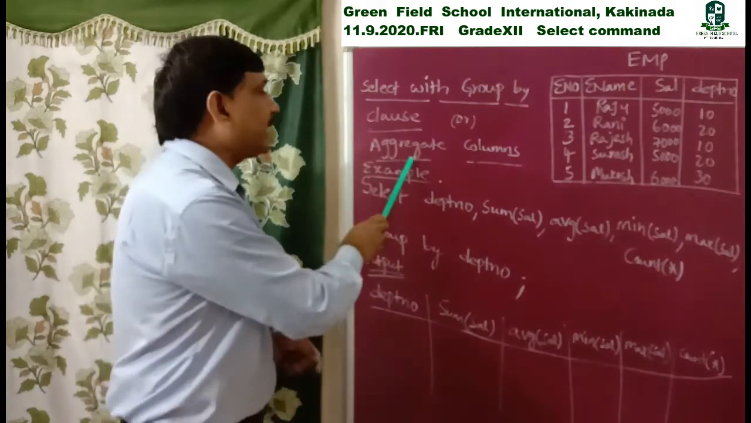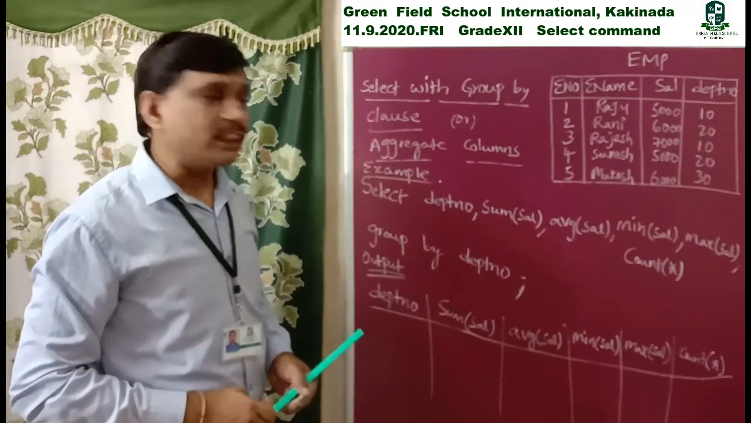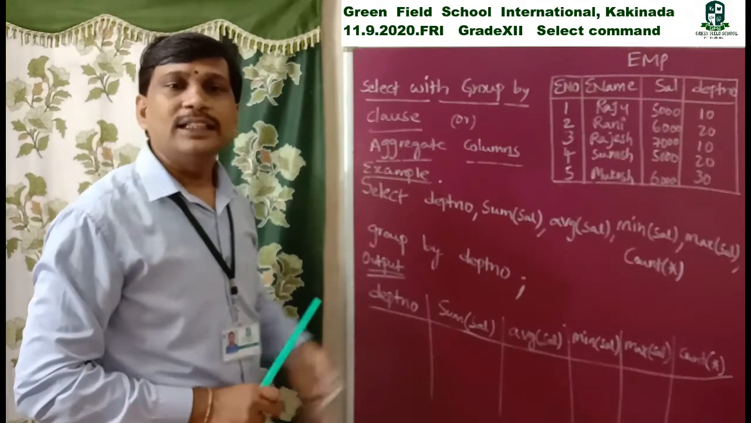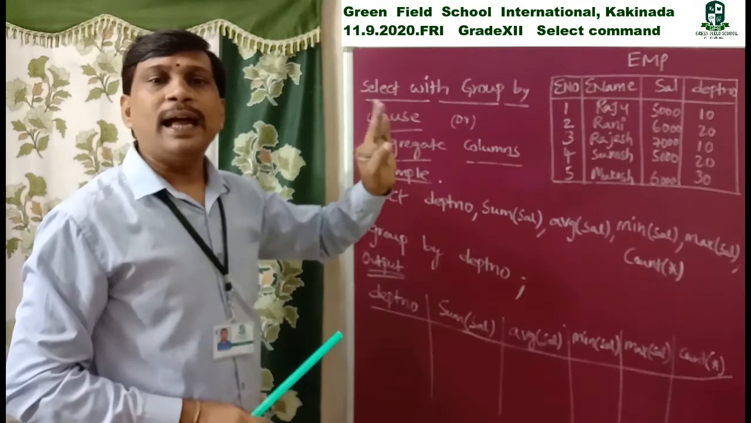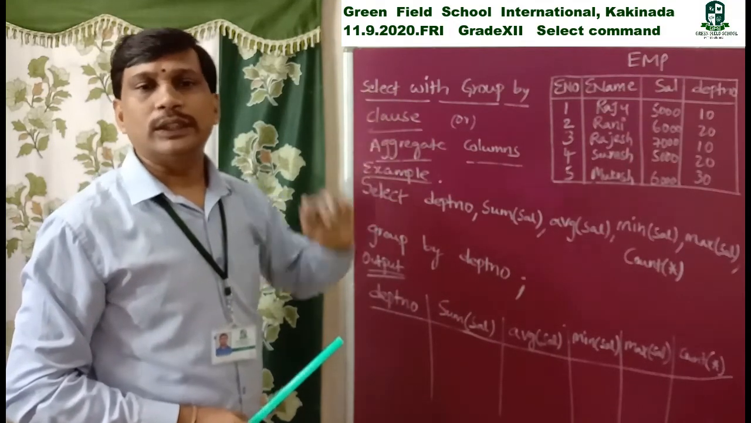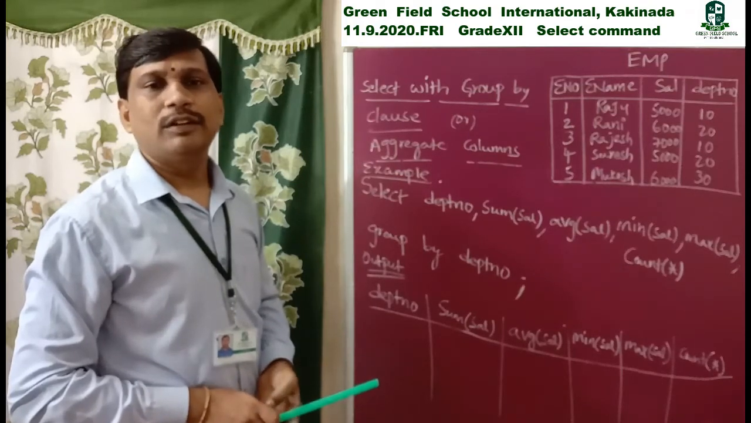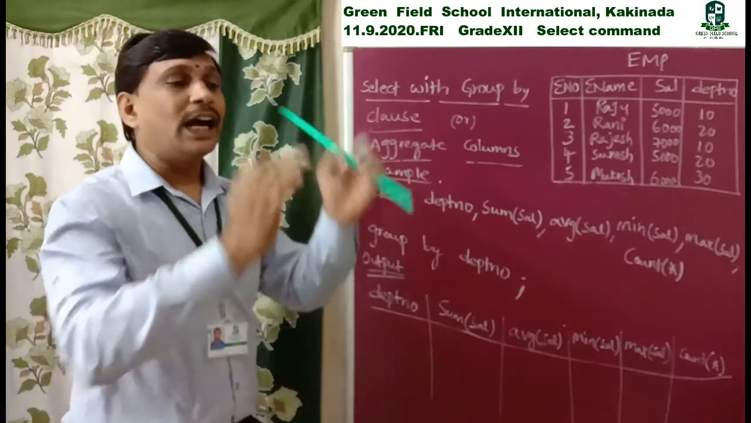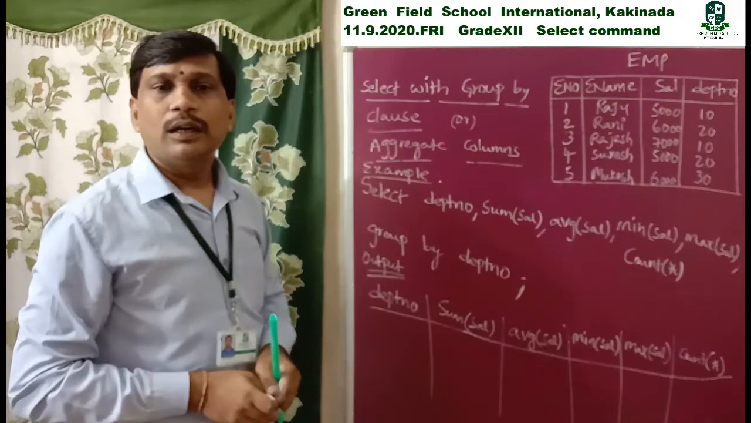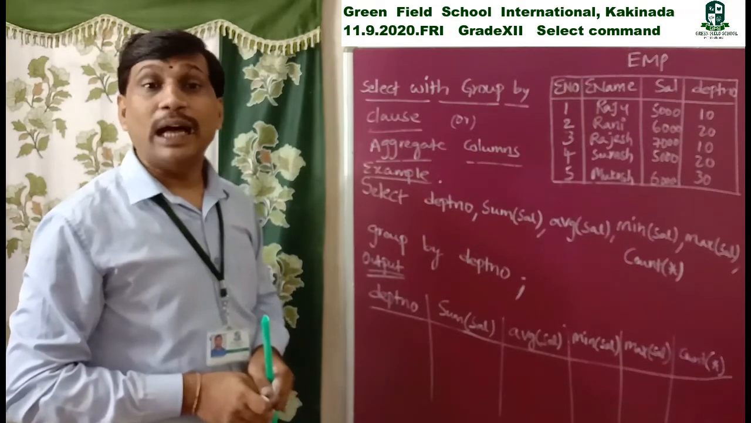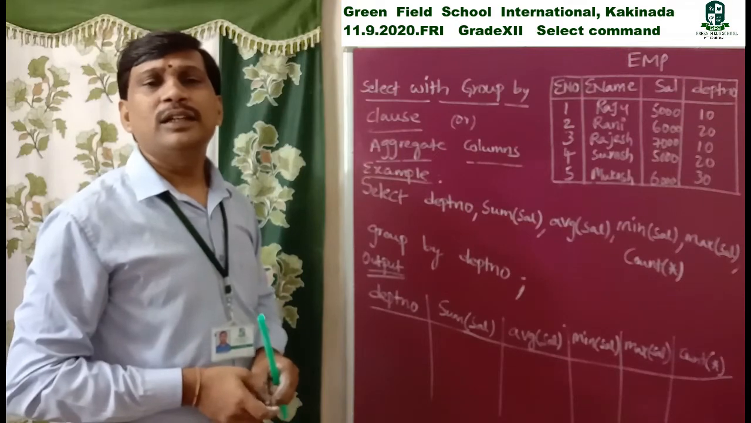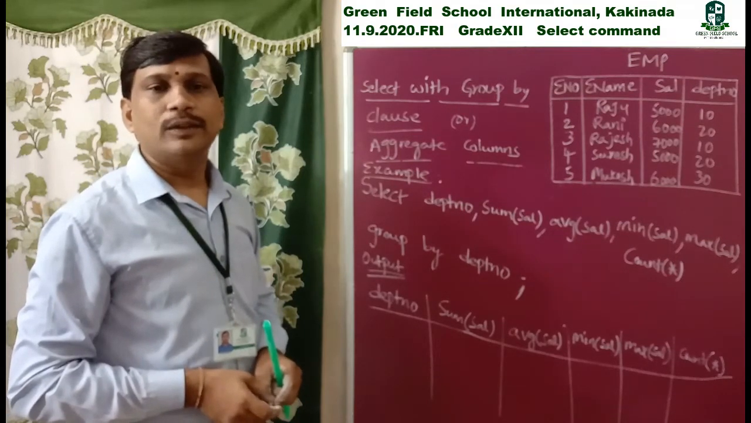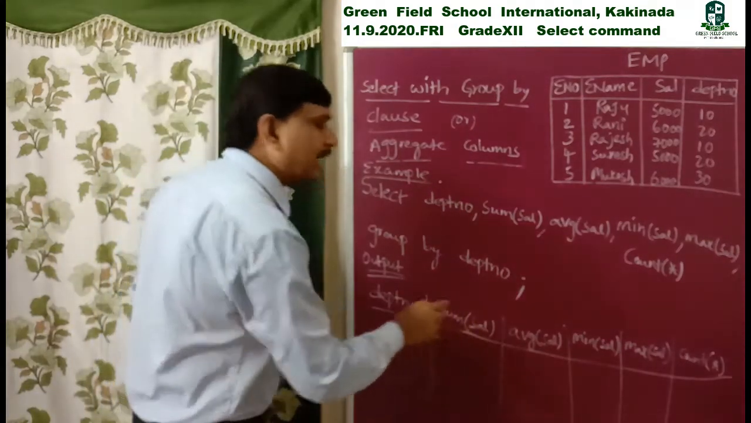So by using aggregate functions: sum of salary, average of salary, sum, avg, max, min, count. All these are functions. Why am I calling them functions? All these have parentheses or brackets. Within those brackets we specify some input or argument. See, I specify a salary.